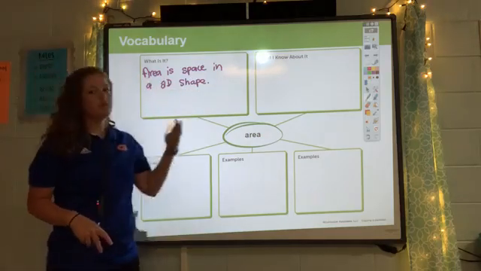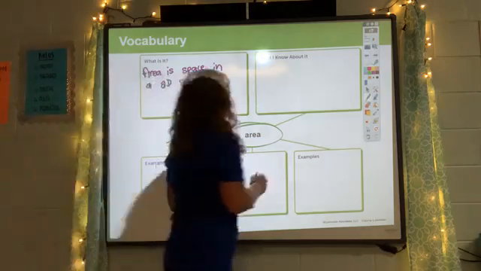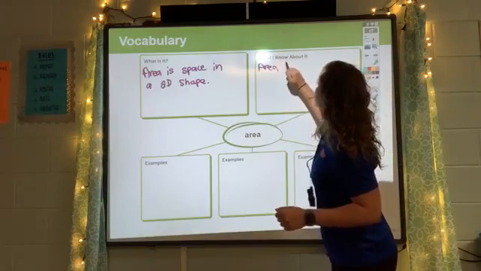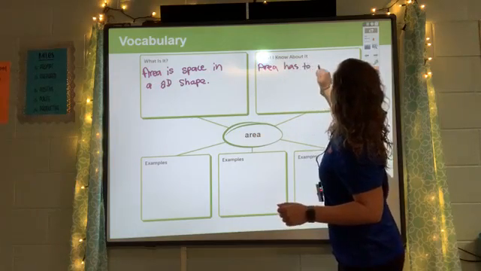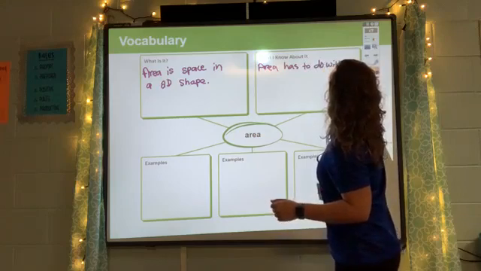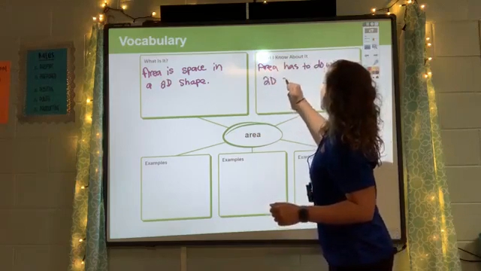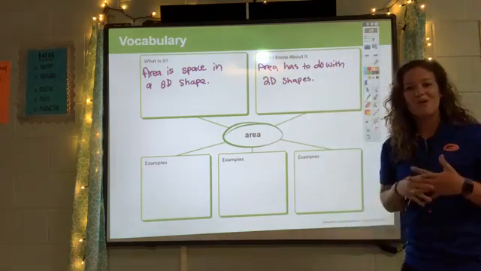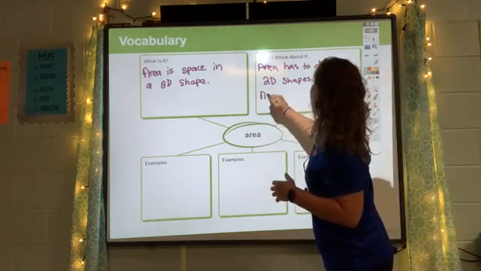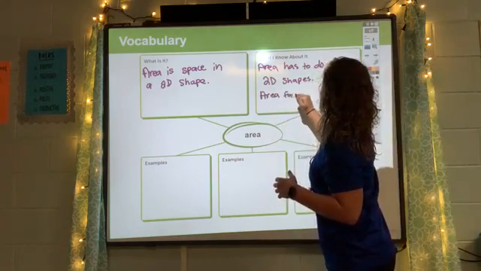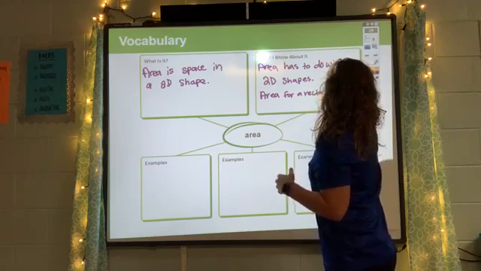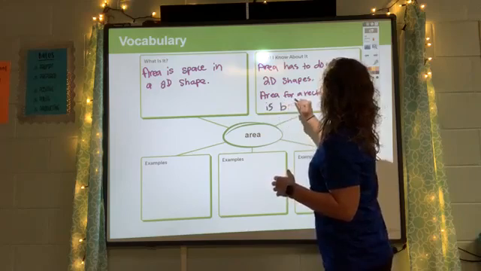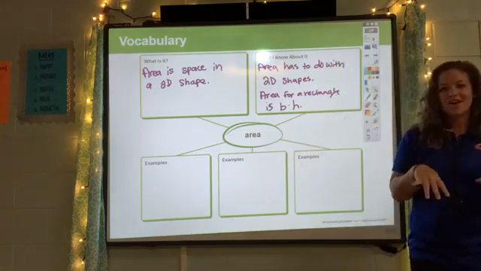All right, what do we know about area? We know that area has to do with 2D shapes, period. We know that area for a rectangle is base times height.